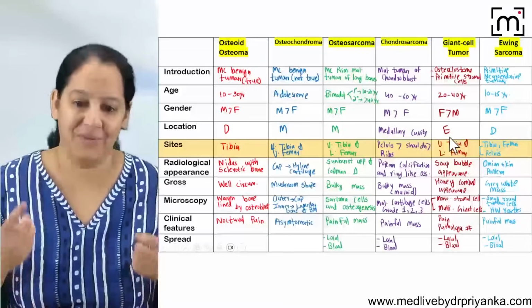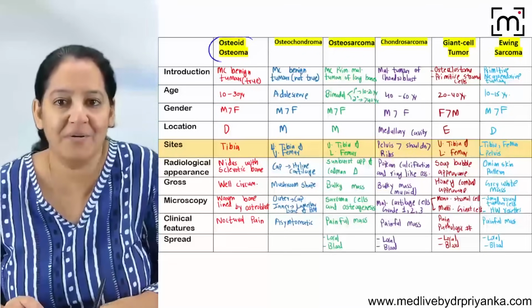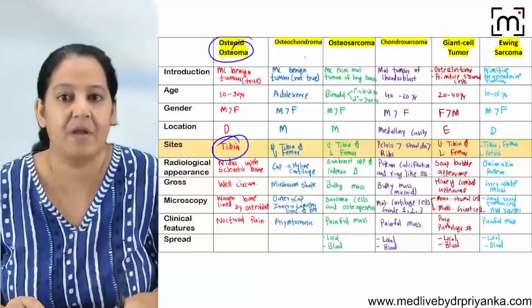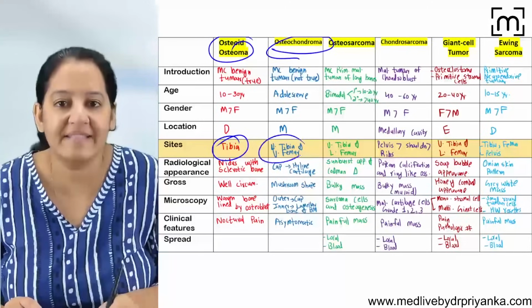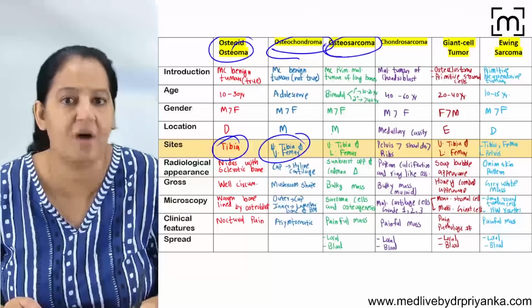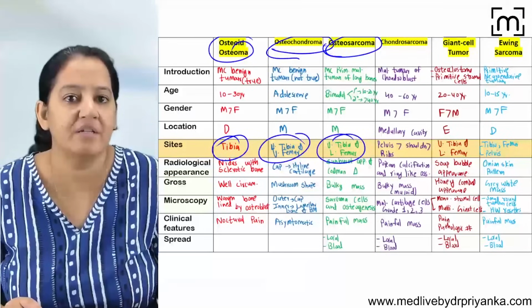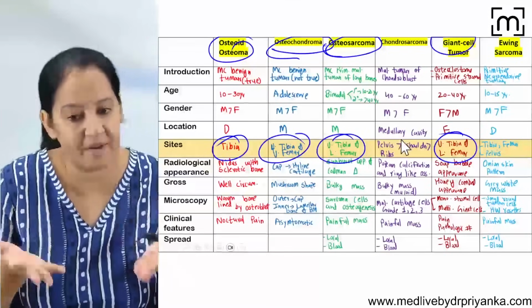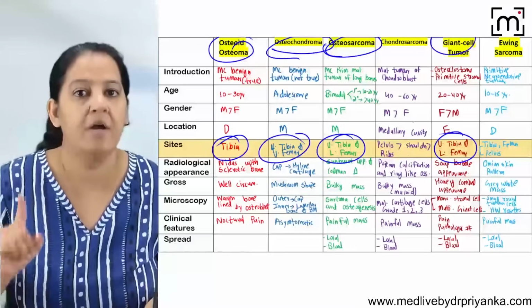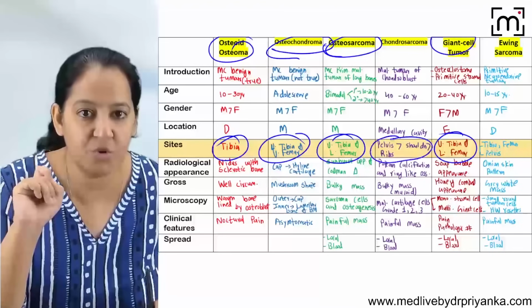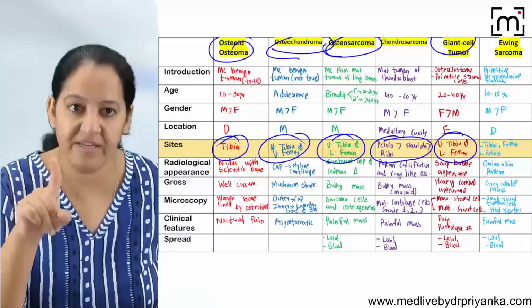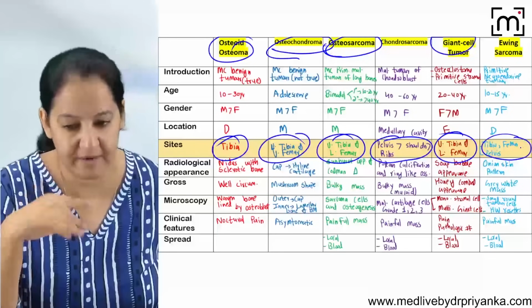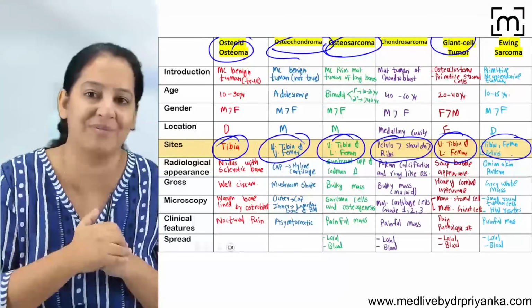Coming on their site, you can see the site. Osteoid osteoma, most common site is tibia. Osteochondroma, it's knee joint. Osteosarcoma, again knee joint. Giant cell tumor, again knee joint. So knee joint means lower femur, upper tibia. You can learn them. For chondrosarcoma, it's pelvis, shoulder or ribs. And for Ewing sarcoma, it's tibia or femur in long bones and pelvis in flat bones.